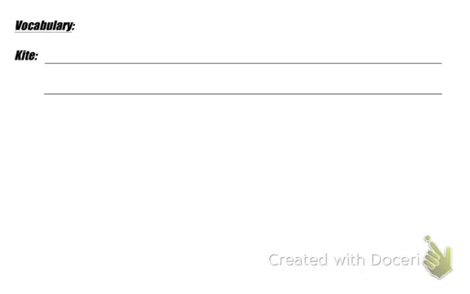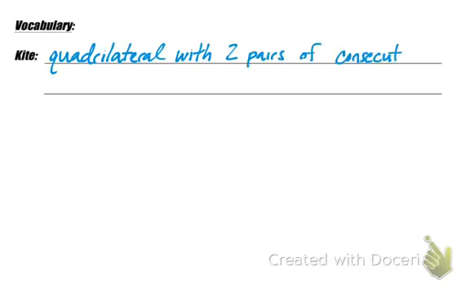Hey guys, in this video we're going to learn about the properties of a kite. A kite is a quadrilateral with two pairs of consecutive sides that are congruent.